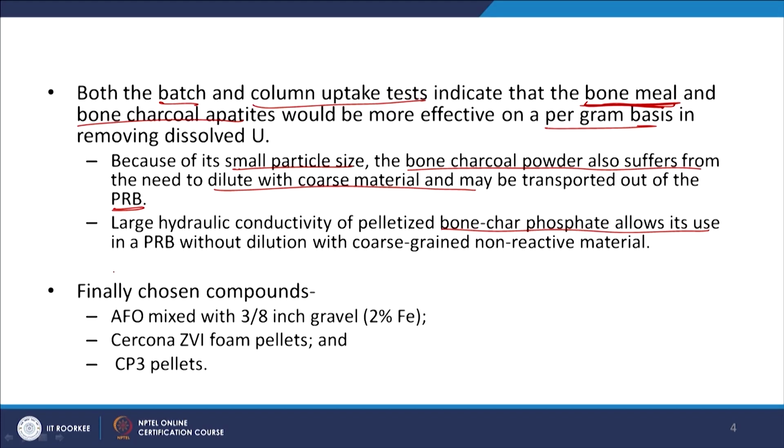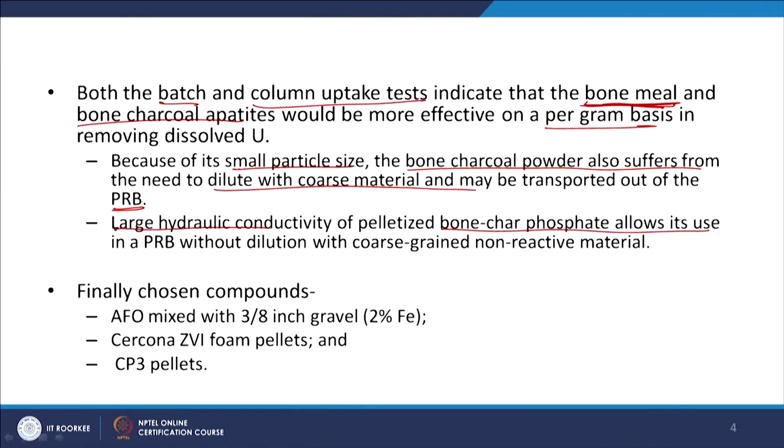And also the hydraulic conductivity of the pelletized bone char phosphate, how is that useful? Because now you don't need to add any other, relatively more porous material, because the hydraulic conductivity of the pelletized bone char phosphate is high enough that it can be used in the PRB without dilution, right?